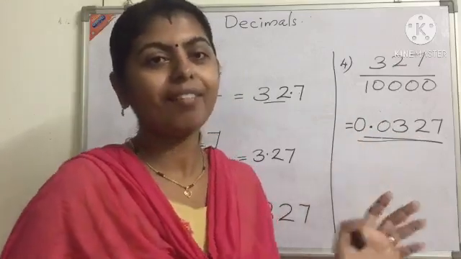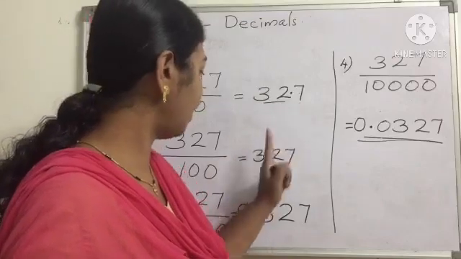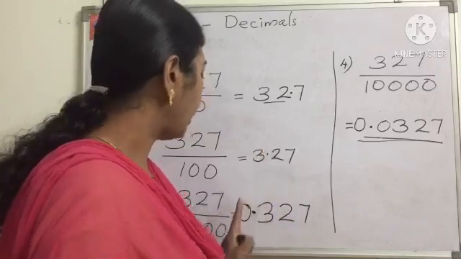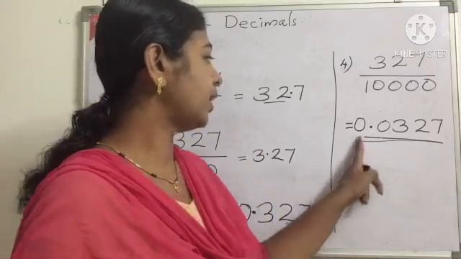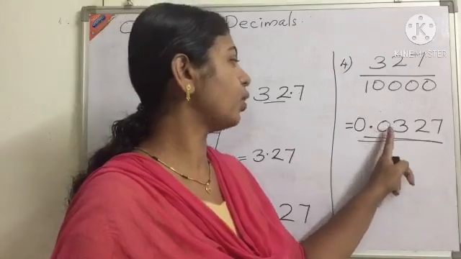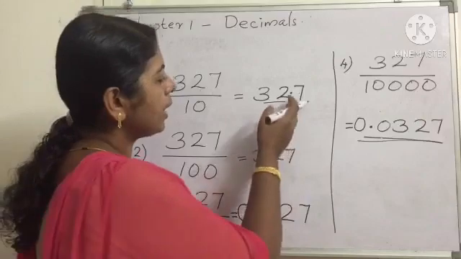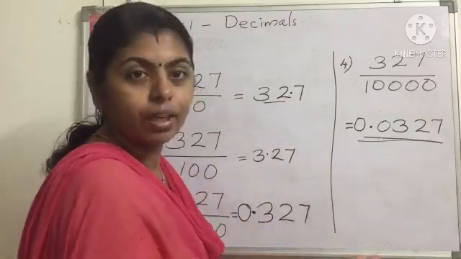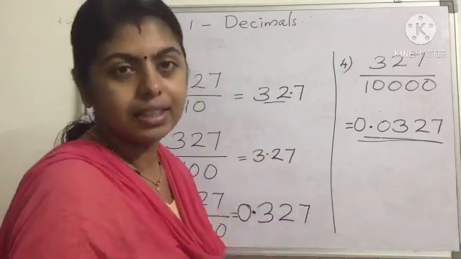Okay, once again, the first one is 32.7. After that, 3.27. After that, 0.327. Here it is 0.0327. The right side of the decimal part we will read digit-wise. The right side of the decimal point we will read as digits.